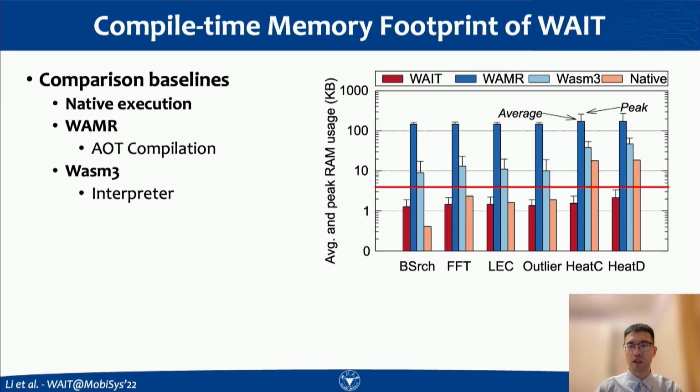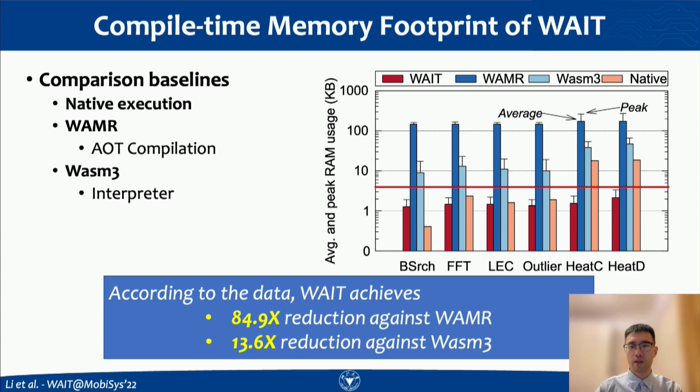First, we evaluate the compile time memory footprint of WAIT. We compare WAIT with 3 baselines: direct native execution, an AOT compilation named WAMR, and a WebAssembly interpreter, version 3. We use a red line to denote the 4 kilobytes RAM limit of the evaluation board. We can see from the figure that WAIT achieves more than 80 times less RAM usage against the existing AOT runtime WAMR. Even compared with the interpreter, WAIT can also achieve a 13 times reduction against version 3.